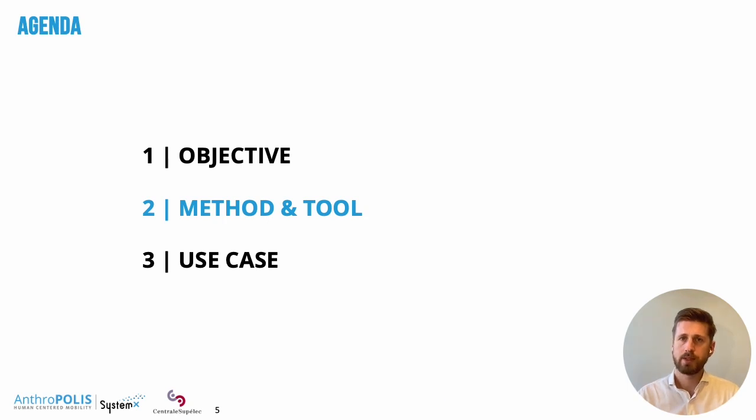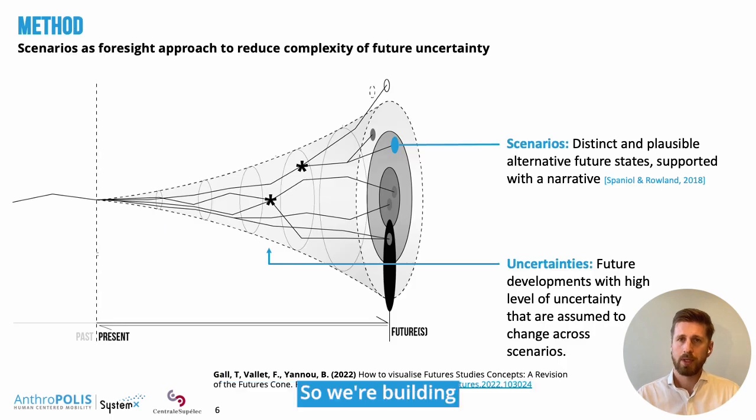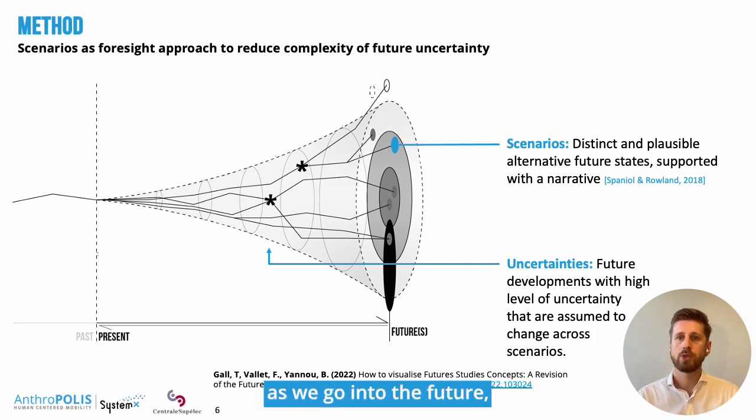Just briefly to dive into the method and the tool. So we're building the whole thing on futures foresight, and here you see one of the visual artifacts of that field, which is the futures cone. The further we go in the future, the more uncertainty we have, the more different possible futures we do have. And here we are working with two distinct concepts.